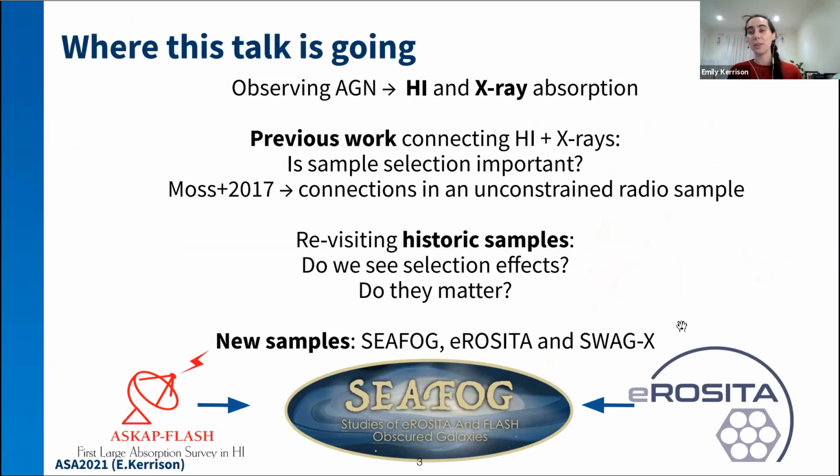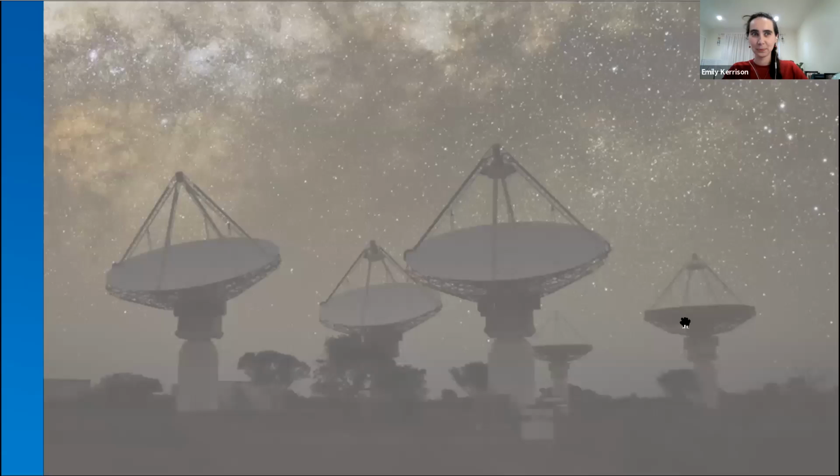Then I'm going to discuss some of the work I've been doing revisiting historic samples and making my own from the literature. And again, I want to focus on this question of selection effects. Do we see any and do they matter? Finally, I want to talk about some of the new samples that we're getting as part of CFOG, particularly using eROSITA data in the X-ray and in the radio getting data from the ASKAP Observatory project SWAG-X.